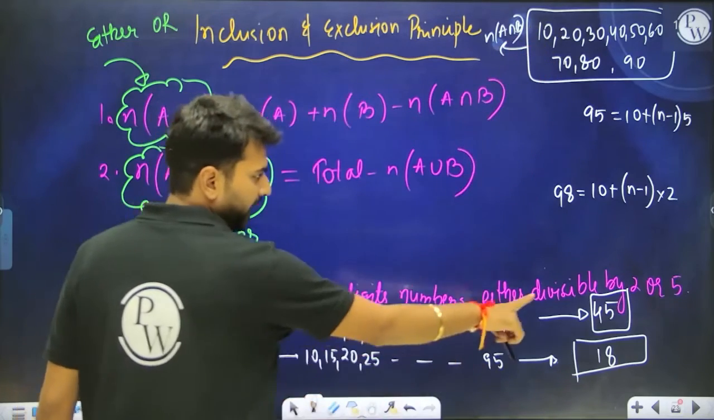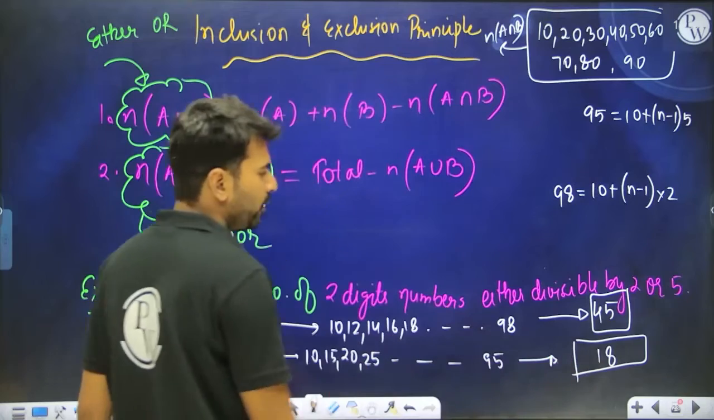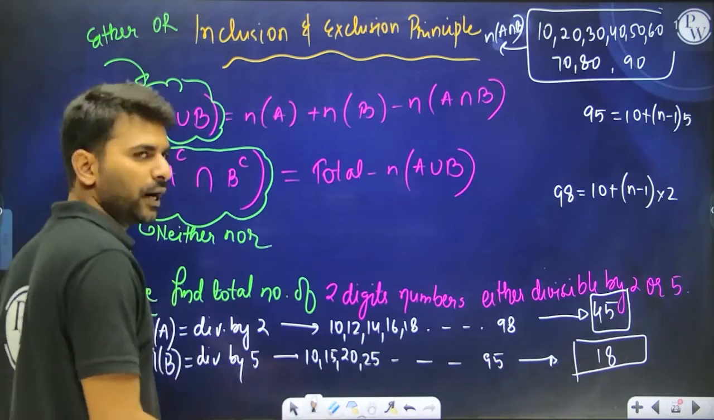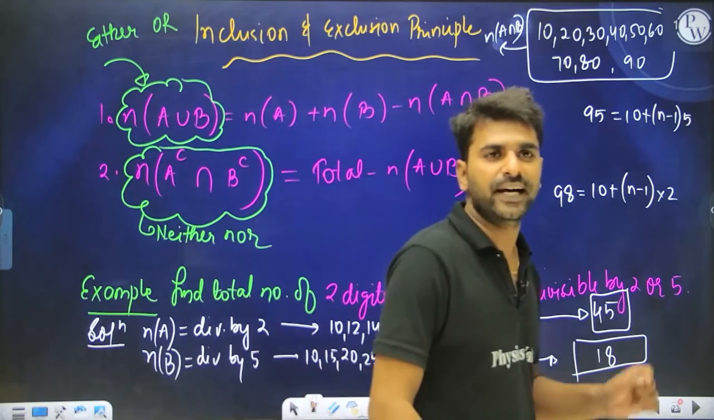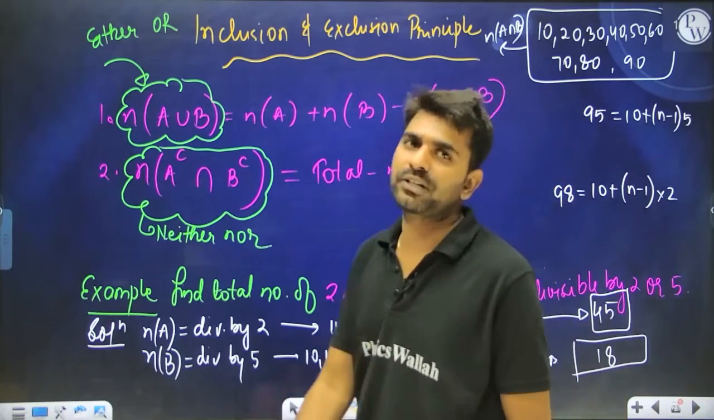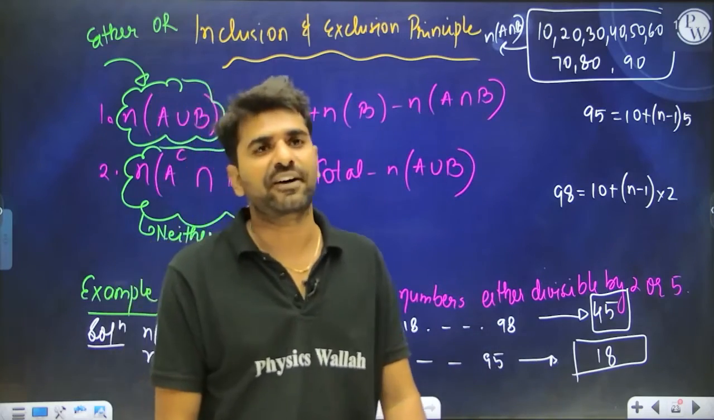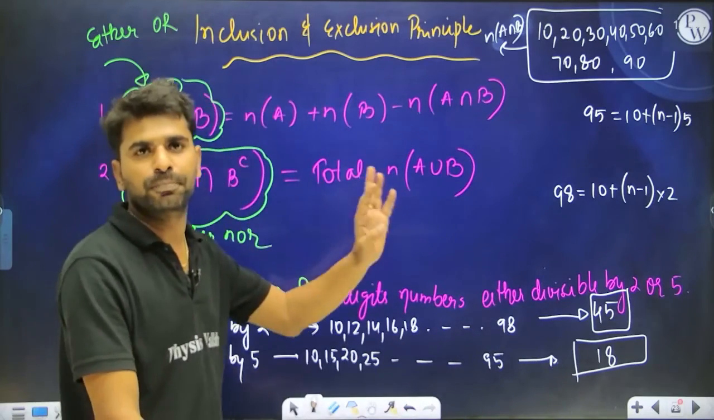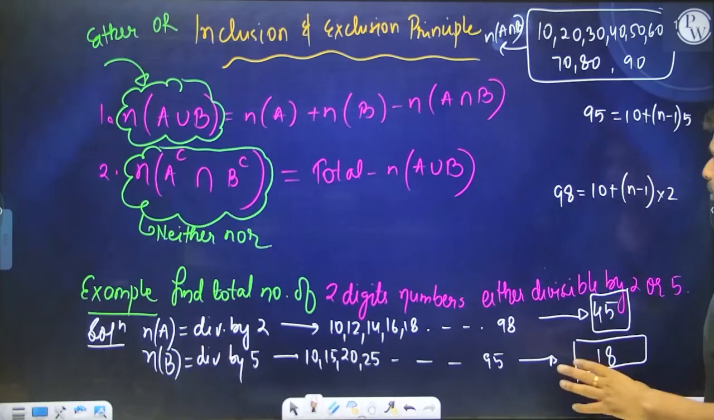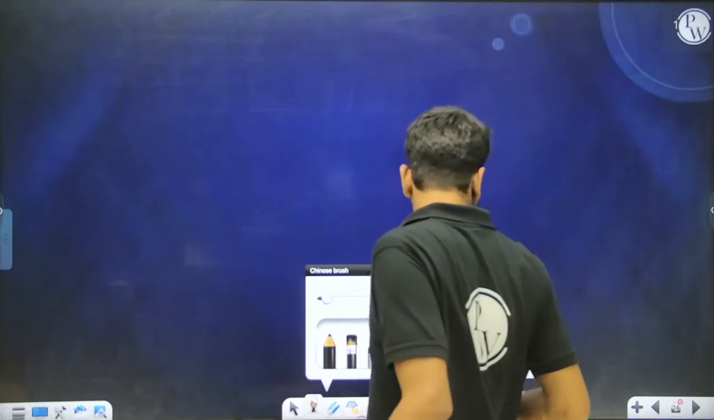Okay, this is n(A), this is n(B), and what we need to find out in the problem is nothing but n(A union B). I hope you understood this particular thing, everyone. There has to be no confusion at all. If I ask you, find the total number of 2-digit numbers which are neither divisible by 2 nor divisible by 5, you will use this formula. I hope the inclusion exclusion principle is clear to all of you. Just keep this problem in your mind and everything will be clear.